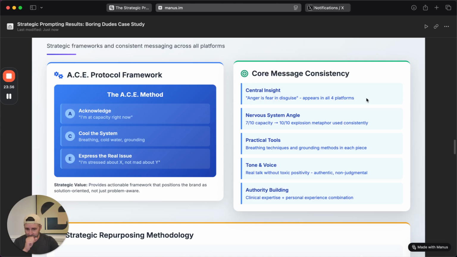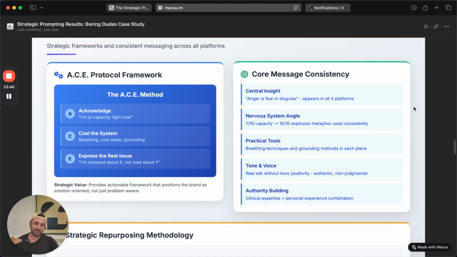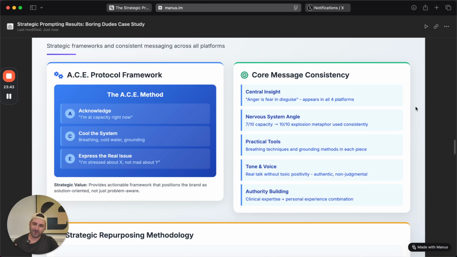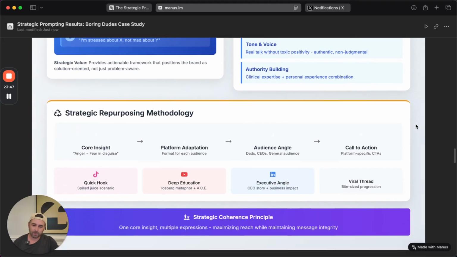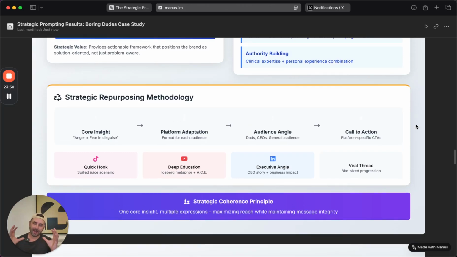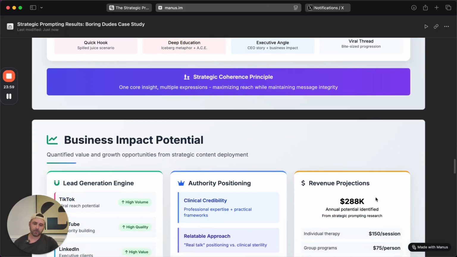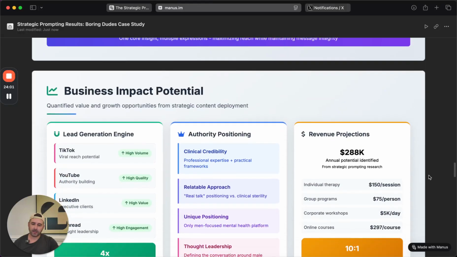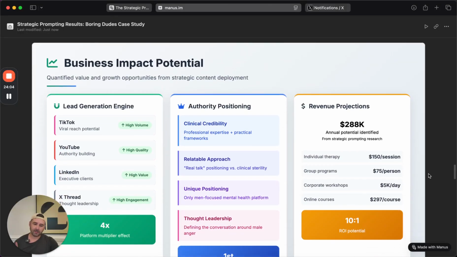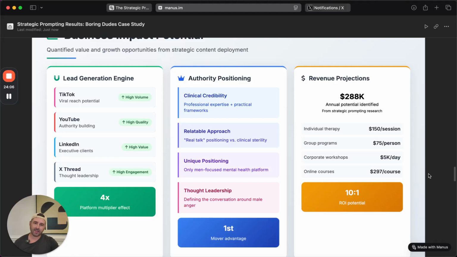So core message consistency. Clearly, it understands how to do this and how to build out content that works for each platform. So core insight, platform adaptation, audience angle, call to action. That's all you need to know to succeed on social, really, right there. So one core insight, multiple expressions, and keep integrity. So business impact potential. And this is how we got to that $300,000 revenue opportunity.